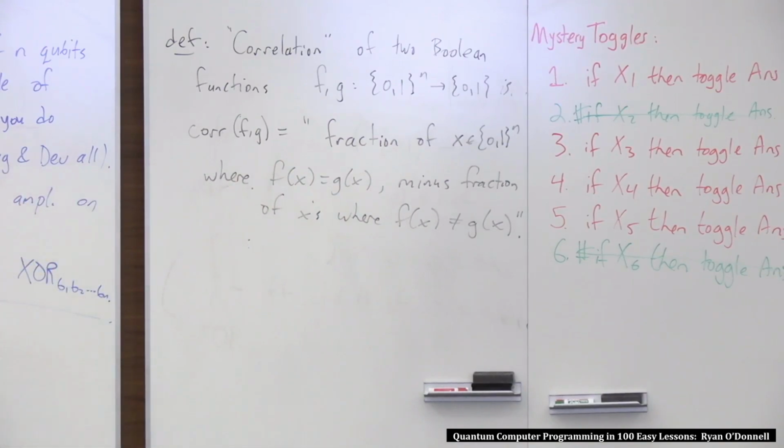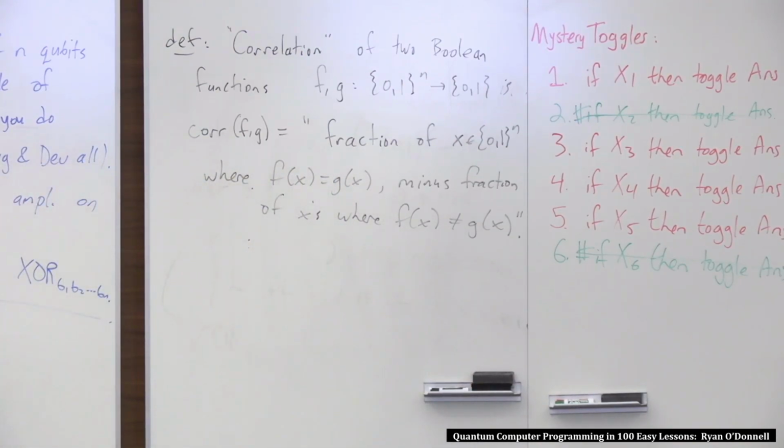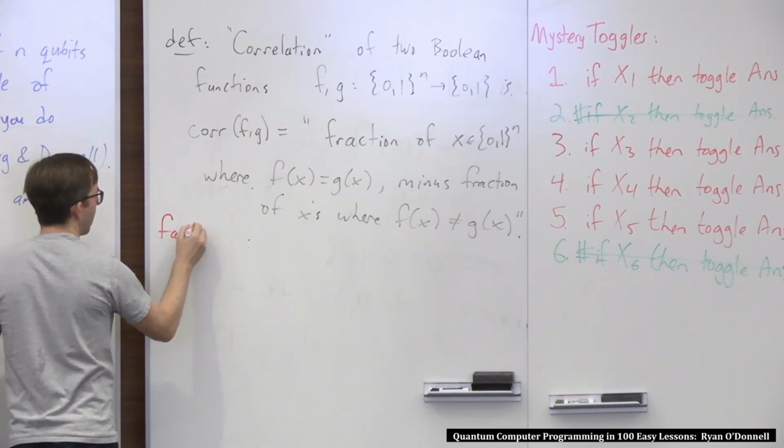Okay, so it's the difference of 2 fractions. These 2 fractions add up to 1 as well, right? I mean, it's the fraction where they agree minus the fraction where they disagree. So let's do some facts about this quantity.